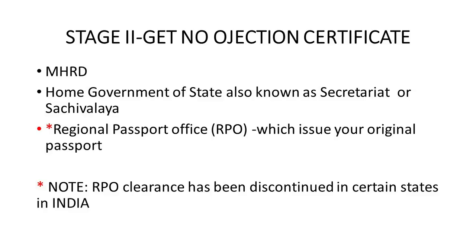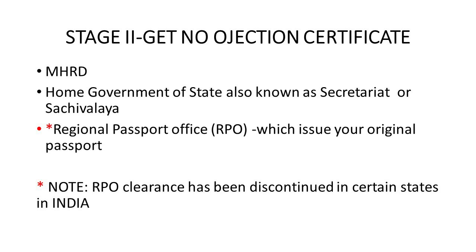Okay, so the next thing you have to do is to move on to stage 2. And to move on to stage 2, you have to take each of these forms to 3 different offices in India. One is MHRD, another one is state government, and third one is the passport office, the regional passport office.